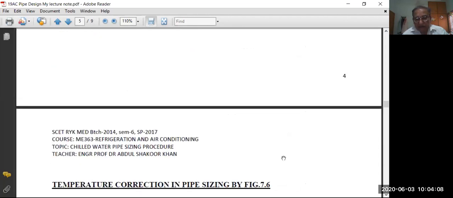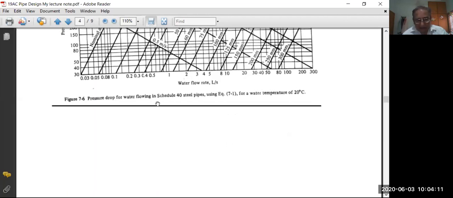But remember that this is for one particular type of pipe. Read in the caption: pressure drop for water flowing in schedule 40 steel pipe. GI pipes are mostly of two types used in engineering for chilled water HVAC systems: schedule 40 and schedule 80. For high pressure we use schedule 80, for normal pressure schedule 40. The difference is the thickness of the wall, so the inner diameter may be different for these pipes.